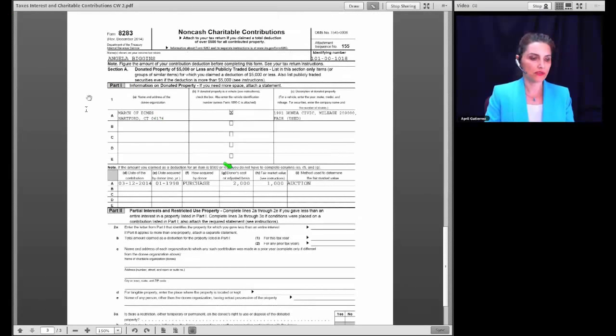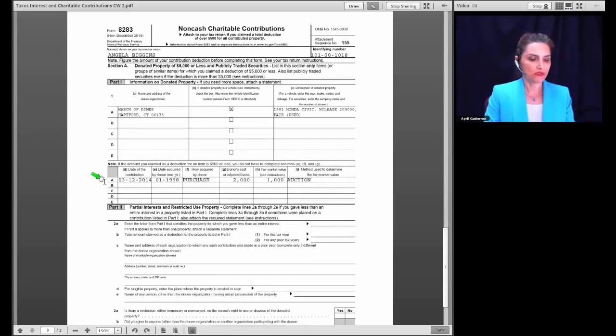On the 8283, we're going to show the name and address of the charitable organization. We check the box indicating that a 1098-C is attached to the return. Then we indicate the mileage and a description of the car. Down below we show the date donated, the date bought, the purchase price, and the fair market value, and the fact that the valuation came from auction.